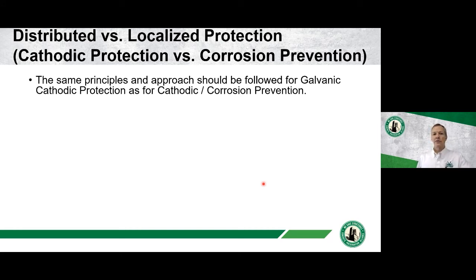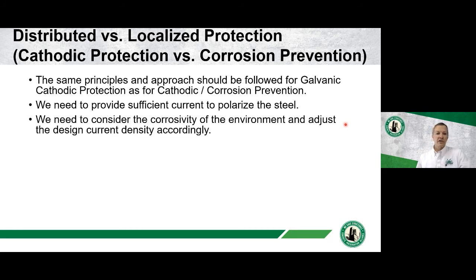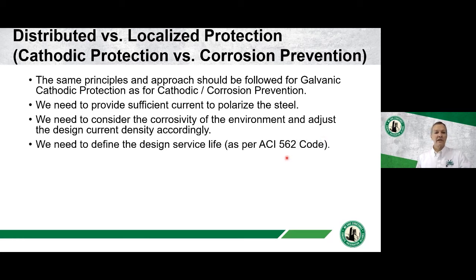For distributed corrosion protection systems, normally we're designing for cathodic protection levels as opposed to corrosion prevention or cathodic prevention levels of protection. But the same principles and the same approach apply and should be followed. We need to provide sufficient current, in this case, to polarize the steel as opposed to a specific current density. We need to consider the corrosivity of the environment and adjust the design current density accordingly. We need to define the design service life, again, to be consistent with ACI 562 repair code.